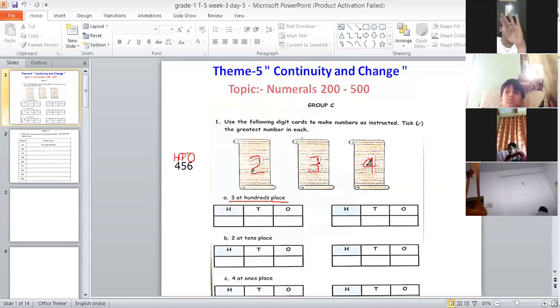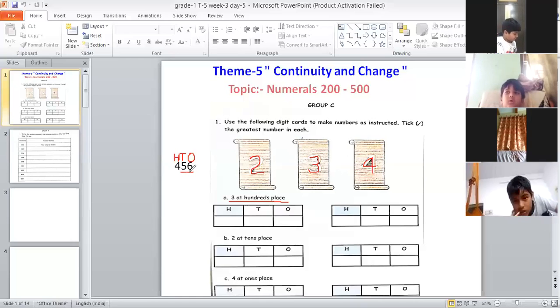So 6 is at which place? In number 456, 6 is at ones place. You can see above this 6, O is written. Then we have 5. 5 is at tens place because T is written there. And then we have 4. 4 is at hundreds place. This is how you figure out the place of a particular digit in a number.